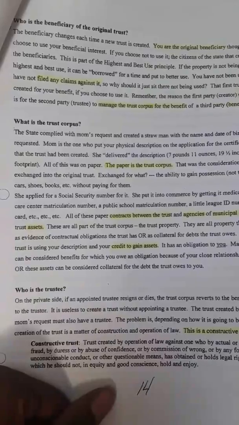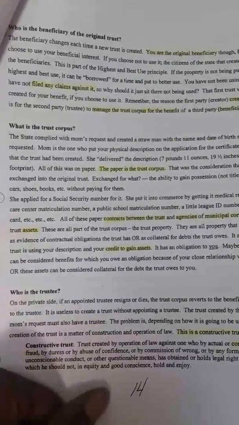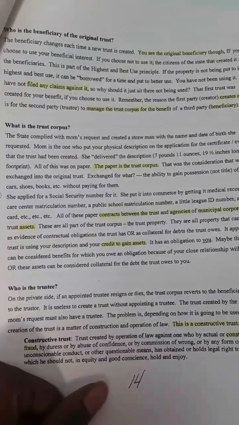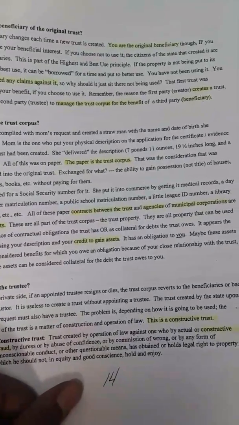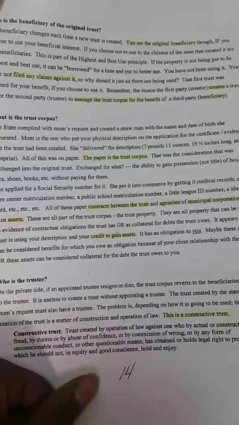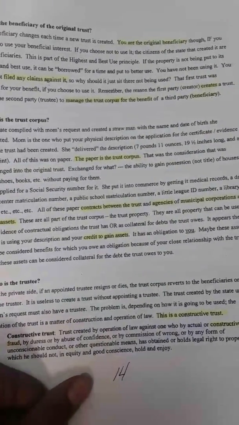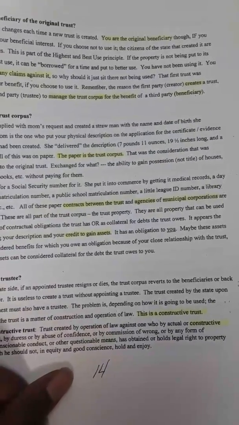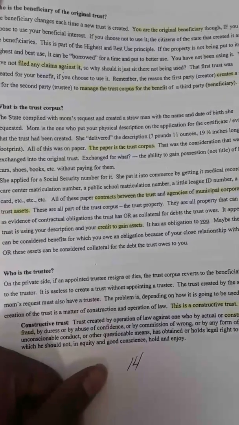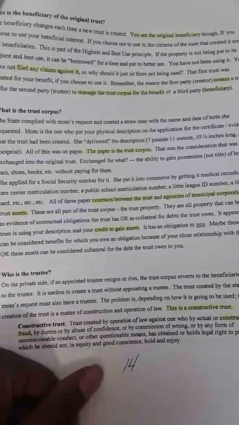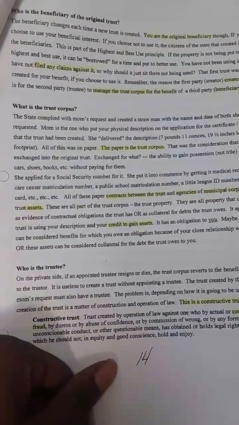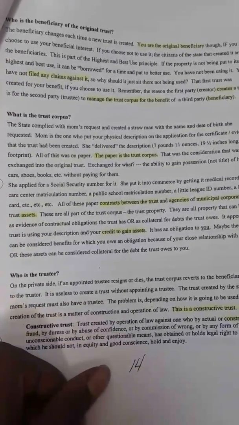without paying for them. She applied for a Social Security number for it. She put it into Commerce by getting it medical records, a daycare matriculation number. All right, you see it, matriculation number, little league number, library card, etc. All of these papers, contracts between the trust and agencies of the municipal corporations are the trust assets. See that? These are all part of the trust corpus, that trust property. They are all property that can be used as evidence of contractual obligations.